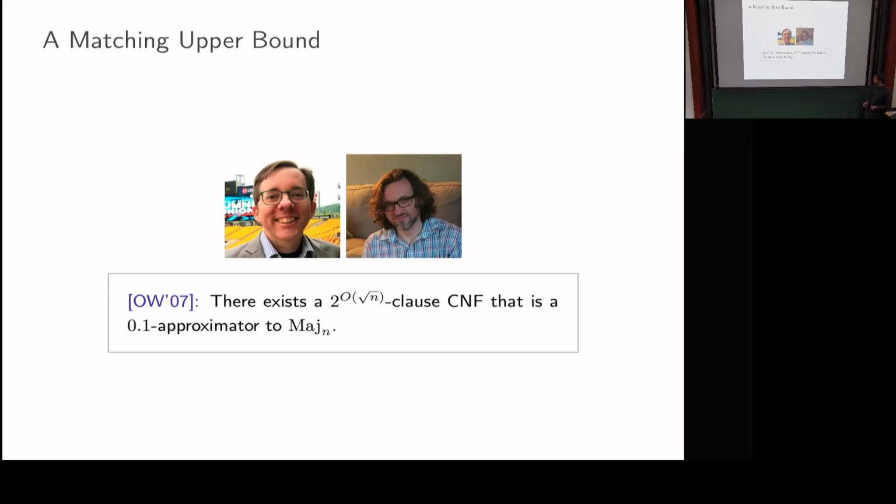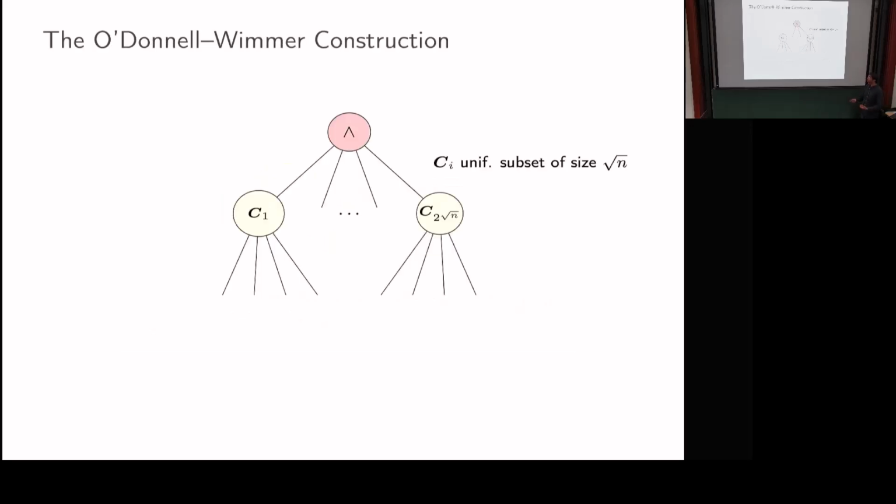Let me tell you what the O'Donnell-Wimmer construction is. They take an AND of roughly 2 to the root n, I'm hiding epsilon dependence, randomly drawn clauses, and each clause has width root n. You draw root n variables at random, and you repeat this process 2 to the root n times. And they show that on average, the error you incur under this probabilistic construction in approximating majority is at most 0.1. And so there's some function in the support of this distribution which approximates majority.